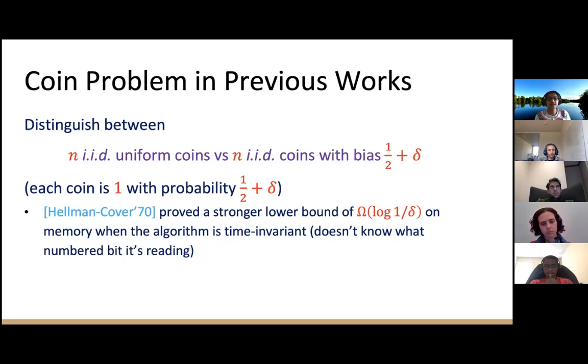I want to mention another work of Hellman and Cover, which proved a strong lower bound of omega log 1 by delta on the memory when the algorithm is time invariant. That is, it does not know what numbered bit it is reading. It just needs to distinguish between uniform coins versus biased coins. But we want a memory lower bound for time variant algorithms, sorry.